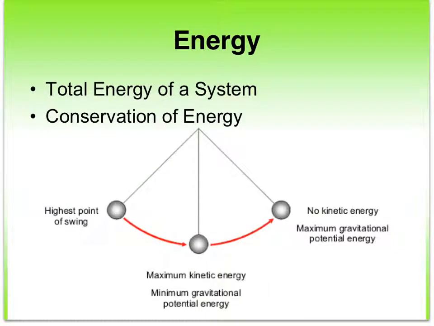Now there is a conservation law we have to look at here, conservation of energy. You cannot create or destroy energy. It can only be transferred or transformed. Chemical energy can be transformed into electricity or motion. Mechanical energy can be transformed into potential energy or friction or heat. You can't destroy it or create it, but you can transform it or transfer it.